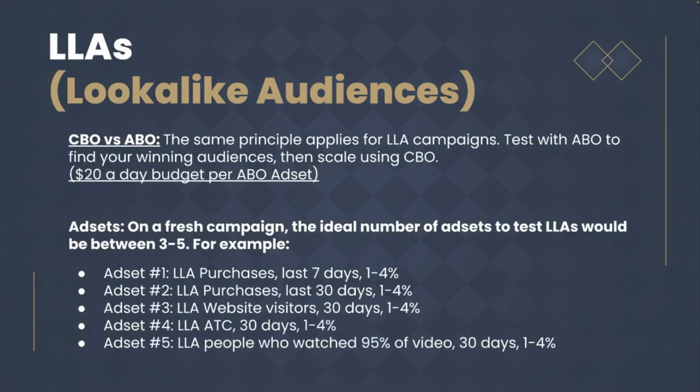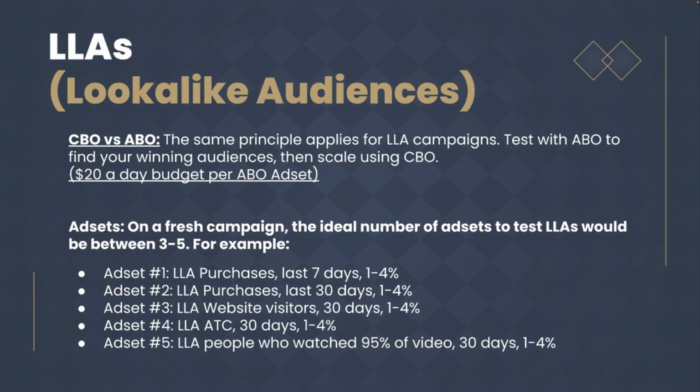CBO versus ABO, a lot of people ask this, so I decided to answer it. The same principle applies for lookalike campaigns. Test with ABO to find your winning audiences and then scale using CBO. I would recommend a $20 per day ad budget per ABO ad set. On a fresh campaign, the ideal number of ad sets to test lookalikes is between 3 and 5.